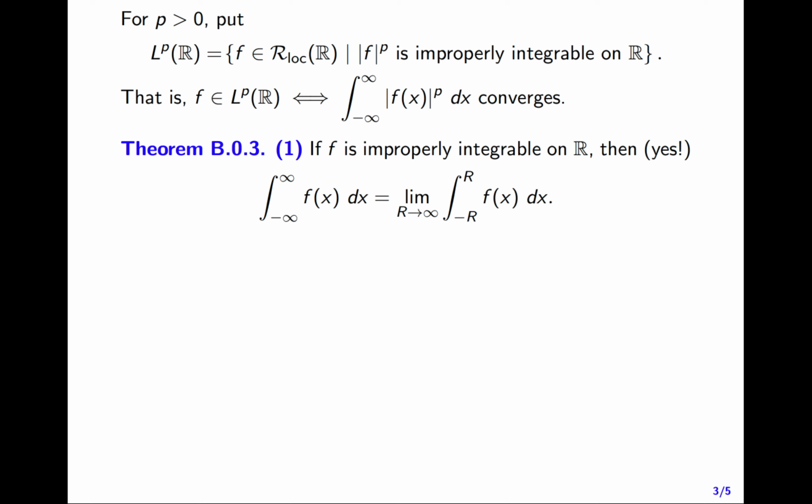Be careful with the flow of logic here. If those two limits, as you go to plus infinity and as you go to minus infinity separately on the previous slide exist, then the symmetric limit exists and the improper integral is equal to the symmetric limit. The reverse, of course, is not true, just taking f of x equals x.